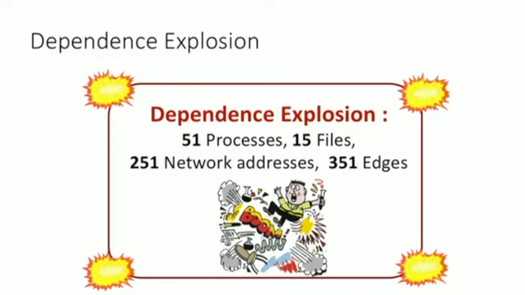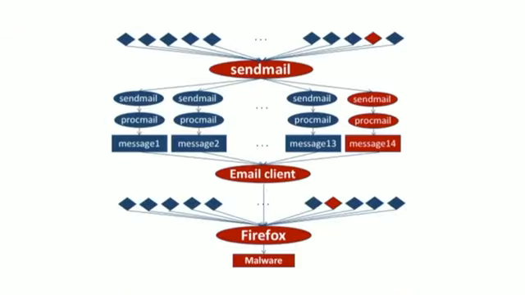Here are some simple numbers on the dependencies. The previous graph has 51 processes, 15 files, more than 250 network addresses, and more than 350 edges. But the attack is pretty simple. It's a very simple attack, but the graph looks very complex. That's because of the dependency explosion problem, because the graph actually has many bogus dependencies.